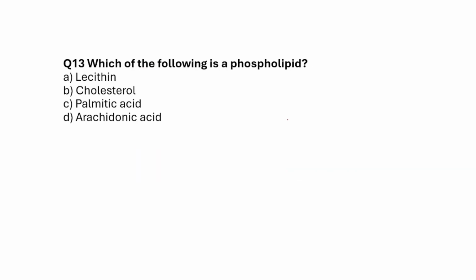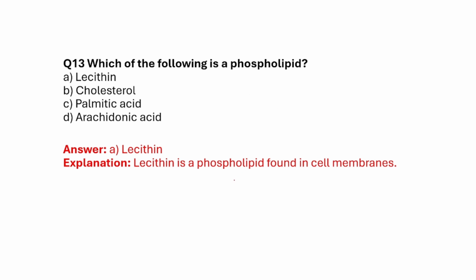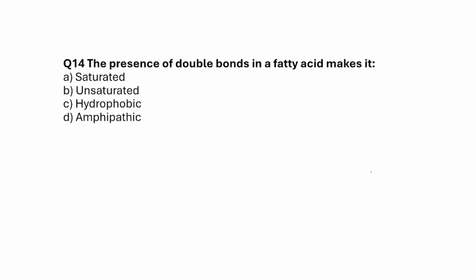Which of the following is a phospholipid? Lecithin, cholesterol, palmitic acid, arachidonic acid. So lecithin is a phospholipid and it is primarily found in cell membranes. The presence of double bonds in a fatty acid makes it, what do you think it makes it? It makes it saturated, unsaturated, hydrophobic, or amphipathic. Unsaturated means you still have presence of free groups. Saturated means completely they are saturated, with all the valence positions of carbons occupied.